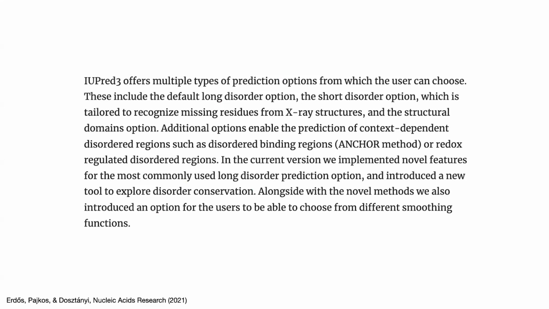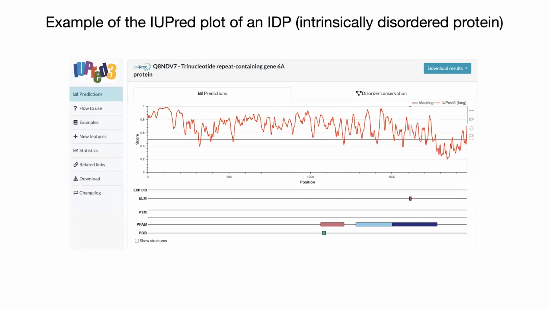But first, some examples. So this is an example of one of those IDPs. And you can see that most of it is above the line. This is telling us that it's likely to be disordered. Again, this is a probability. So when you look at one of these, it's not telling you it actually is disordered, and it's not an extent of how ordered or how disordered it is. It's a probability.